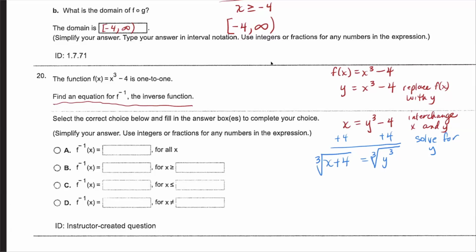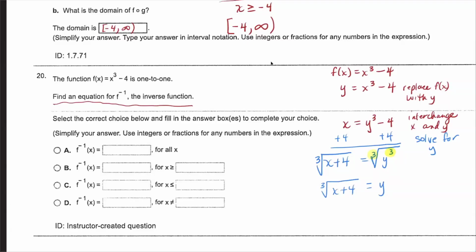Okay, and so what the cube does is, the cube root, this index 3 and this exponent 3, they undo each other. So what we end up with is y equals the cube root of x plus 4. In this case, the x plus 4, both of them have to be under the radical.